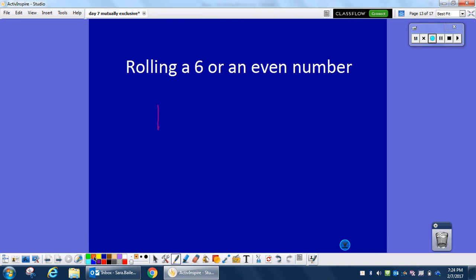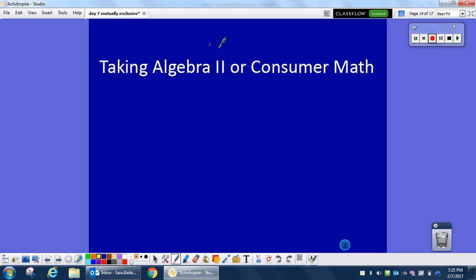The probability of rolling a 6 or an even number. This could also happen at the same time because a 6 is an even number. And then you could also take Algebra 2 at the same time you're taking consumer math. Normally, you can't take, just kidding, never mind, forget I said that. But I was going to try to say Algebra 1. This is not mutually exclusive because you can take Algebra 2 and consumer math at the same time.